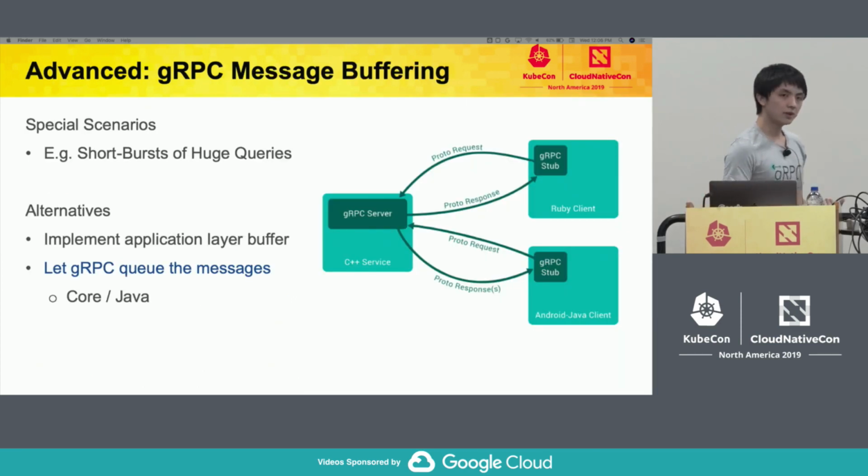And even though flow control is great in most of the scenarios, some of you may still think, it doesn't fit into my scenario. I just want buffering whatsoever. Does that mean I cannot use gRPC? Well, no, because gRPC also provides message buffering in core and Java.